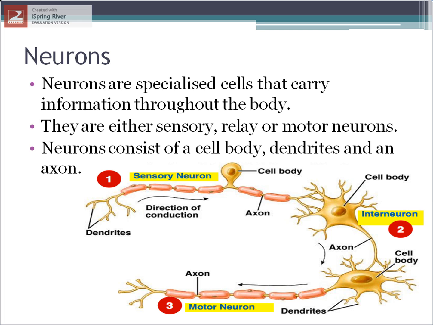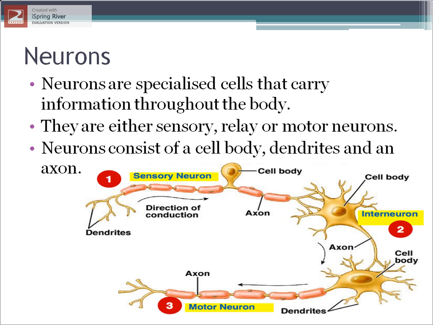Next I'm going to talk to you about neurons. Neurons are specialised cells that carry information throughout the body. They can either be sensory, relay or motor neurons. Each of the neurons consists of a cell body, dendrites and an axon. Dendrites at one end of the neuron receive signals from the other neurons or from sensory receptors. Dendrites are connected to the cell body, the control centre of the neuron.